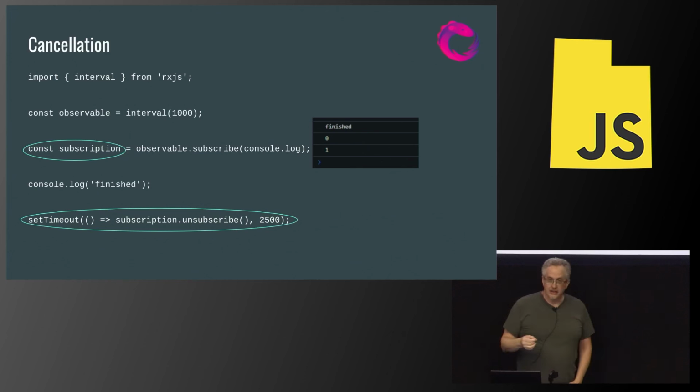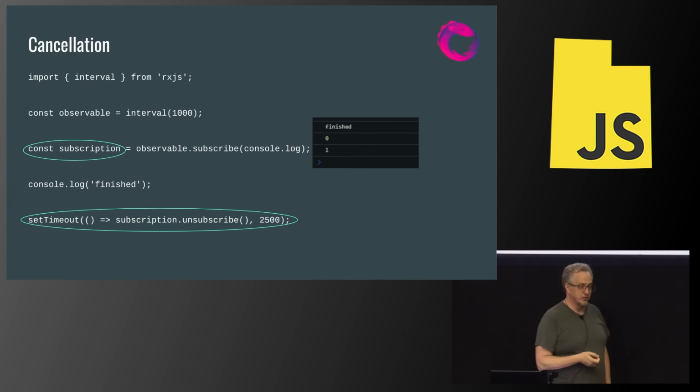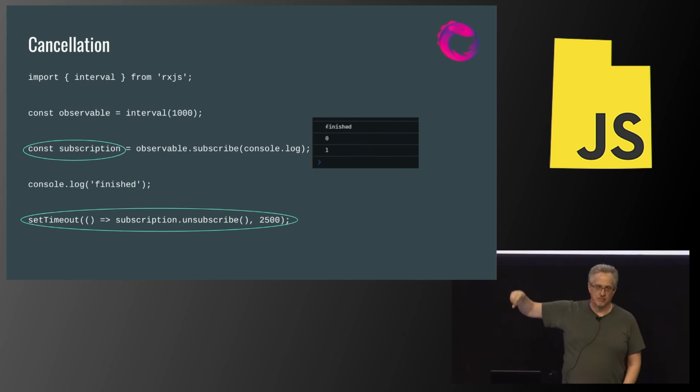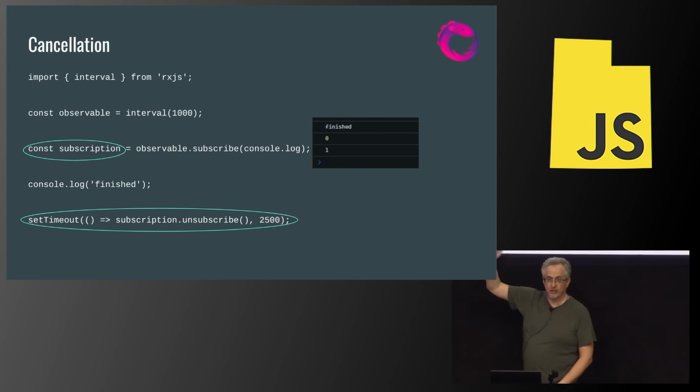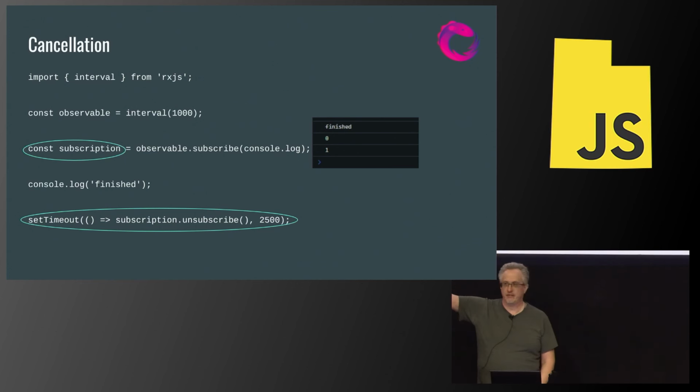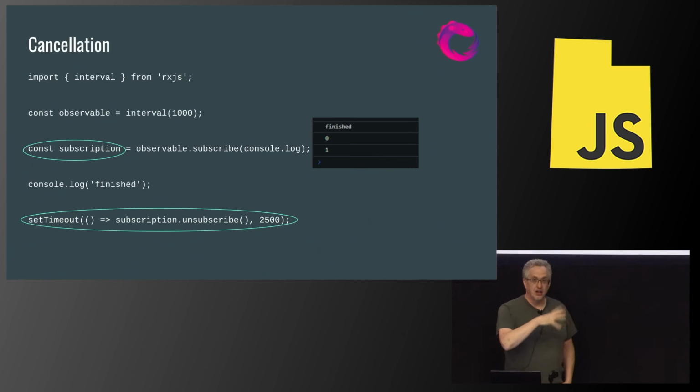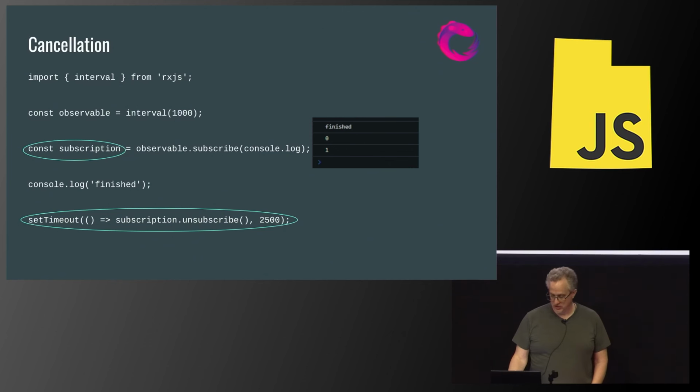The way we can clean it up is that when you subscribe to an observable, you grab a subscription object, and then you call unsubscribe on it. So in this case, we're going to have our interval. After 1 second, we'll have a 0. After 2 seconds, we'll have a 1. And after 2.5 seconds, we're going to unsubscribe. So we only get those 2 values, and then the observable is done. There are many other ways to unsubscribe, but this is the most explicit and direct.